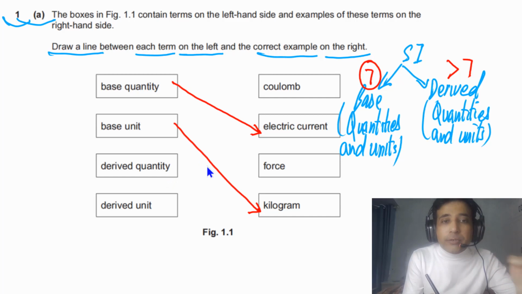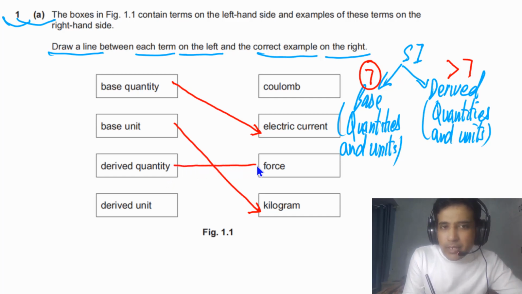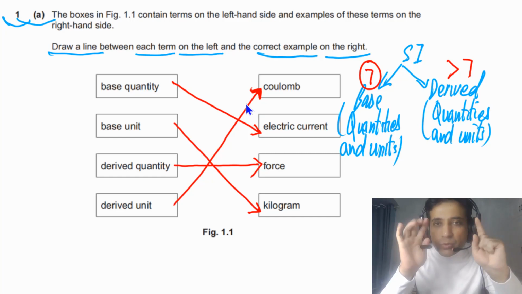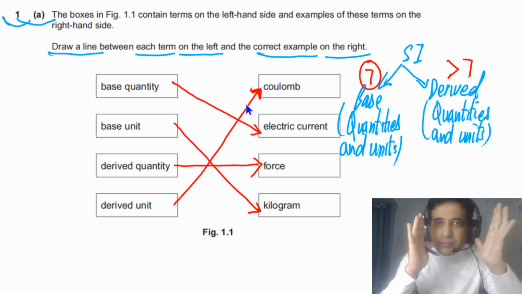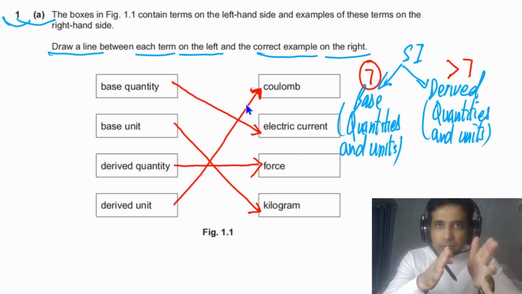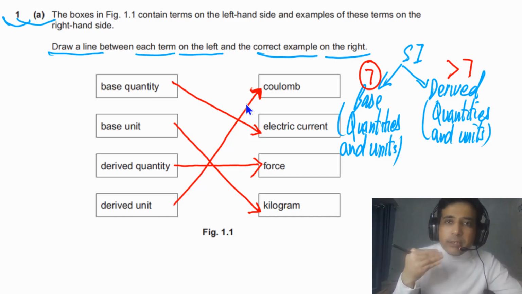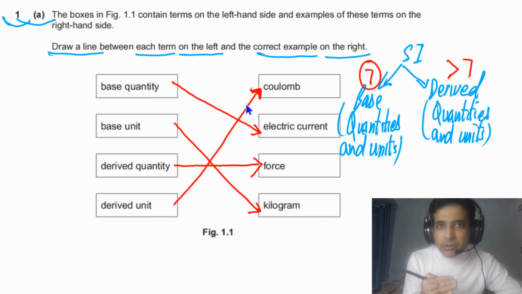Derived quantity. Force is a derived quantity. Derived unit. Coulomb is a derived unit, because coulomb we can derive from ampere. So coulomb is a derived unit. So these things you need to understand. The SI system consists of 7 SI base quantities and 7 SI base units. And there are much more than 7 derived quantities and units. I hope this point is clear to you.